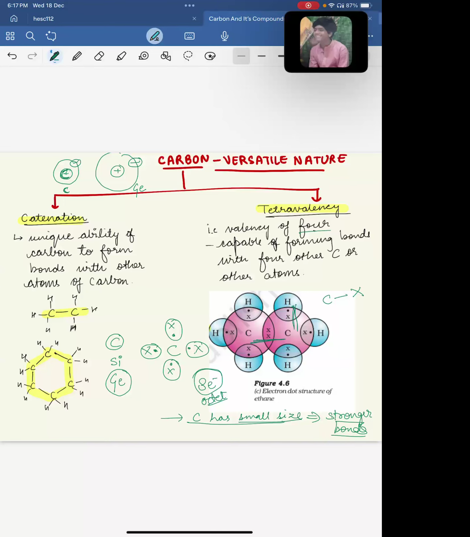Carbon is small in size, and hence it enables the nucleus to hold on to the shared pair of electrons strongly. For example, hydrogen with its electron is coming, so it can approach the nucleus very closely. They'll form strong bonds. Now, hydrogen is coming for germanium. The distance is large. This attraction is less. Here, the attraction is more. So, when attraction is more, the bond will be stronger.